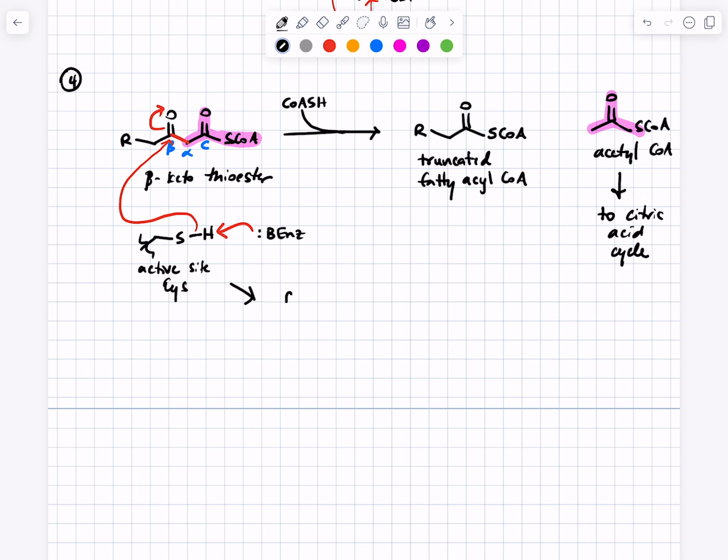Let's draw the intermediate that comes from that. Here's the negatively charged oxygen on the tetrahedral intermediate. I'm going to still label beta carbon, alpha carbon, carbonyl carbon. I'm going to highlight acetyl-CoA here. Here is the enzyme cysteine residue.